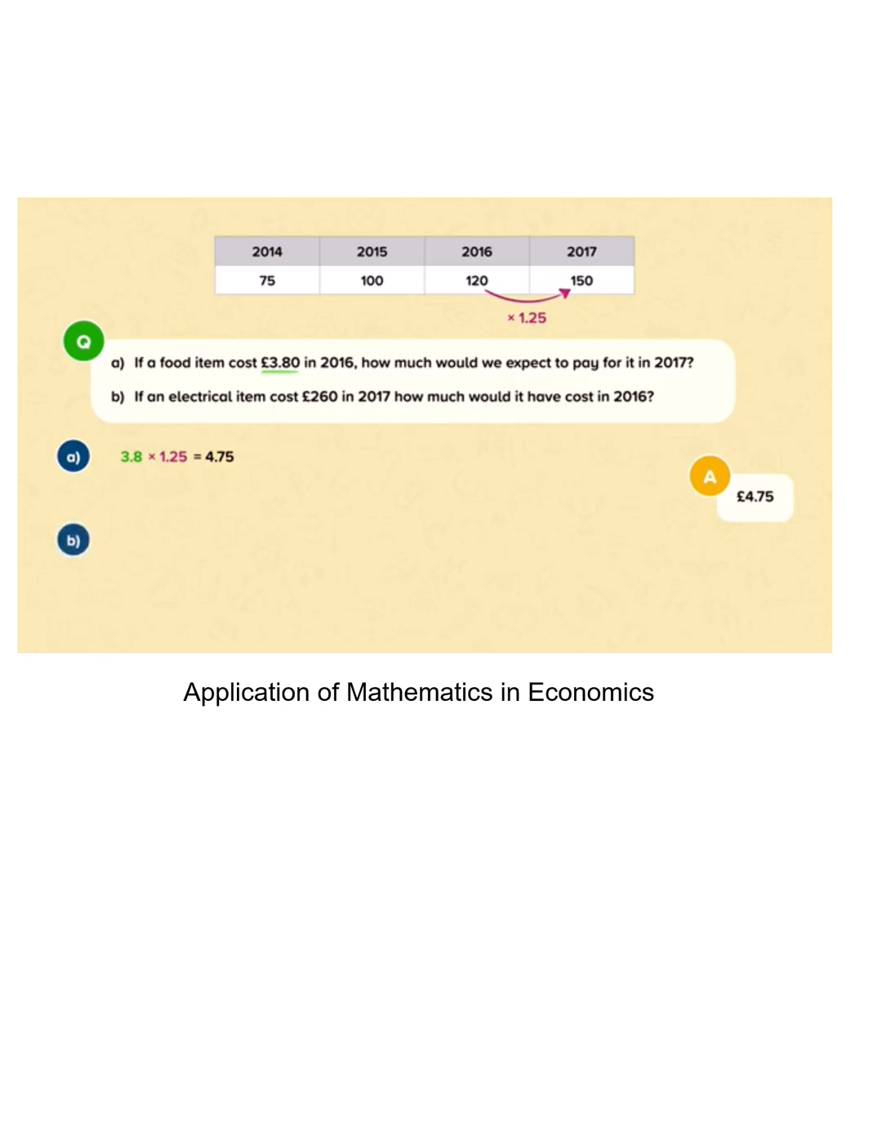Part B asks us, if an electrical item cost £260 in 2017, how much would it have cost in 2016? This part of the question is a little bit different as we are working backwards. We already have the multiplier, but we just need to perform the opposite operation and divide instead of multiply. So 260 divided by 1.25 is 208. The item would have cost £208 in 2016.